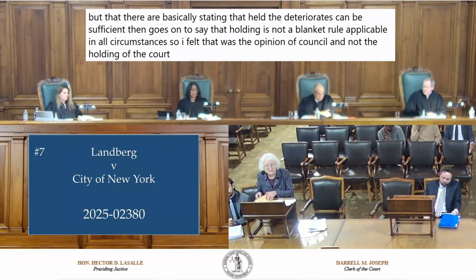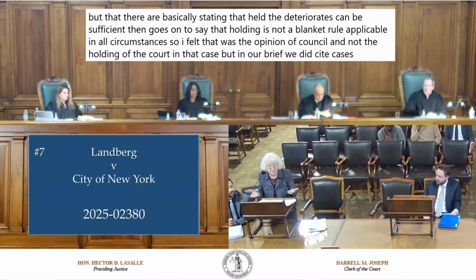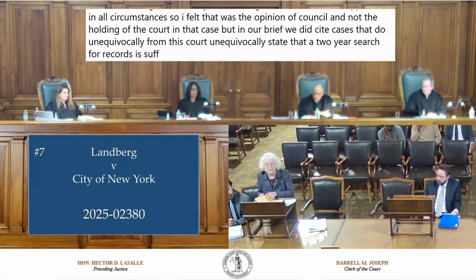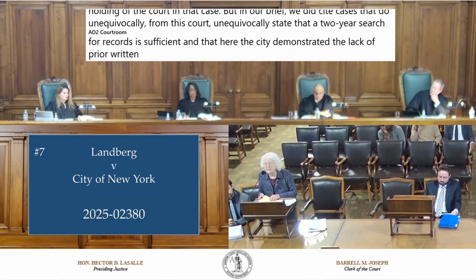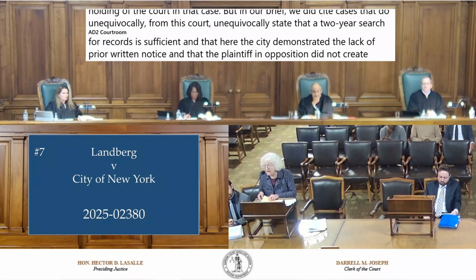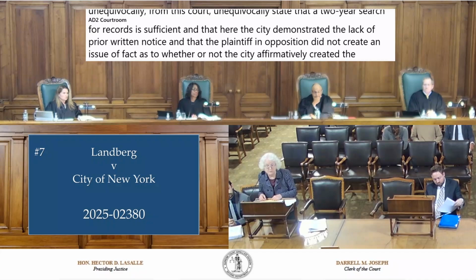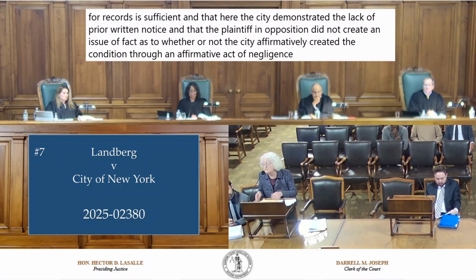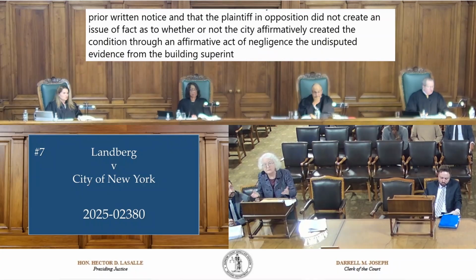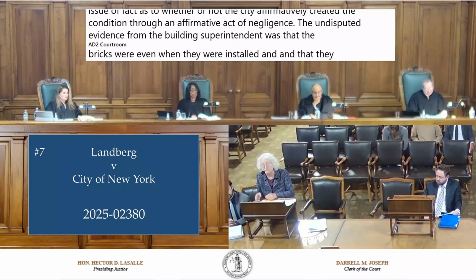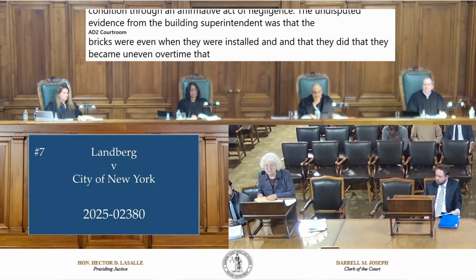But in our brief, we did cite cases from this court that unequivocally state that a 2-year search for records is sufficient, and that here the city demonstrated the lack of prior written notice, and that the plaintiff in opposition did not create an issue of fact as to whether the city affirmatively created the condition through an affirmative act of negligence. The undisputed evidence from the building superintendent was that the bricks were even when they were installed, and that they became uneven over time. That is certainly not affirmative negligence here.